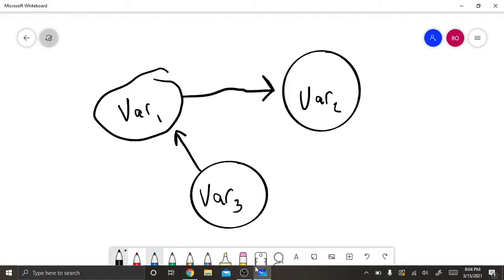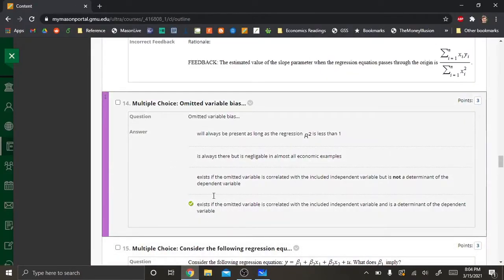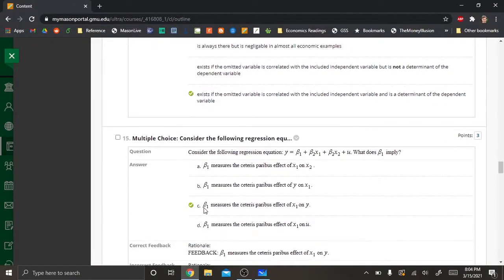All right. What we're worried about is when we have this, right? This is confounding. This is omitted variable bias. So we need it correlated with the independent variable and the dependent variable. It needs to be correlated with the independent variable and it needs to cause the dependent variable. All right, so the best answer there is D.